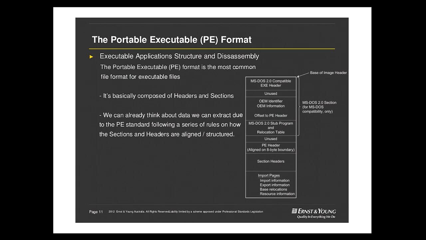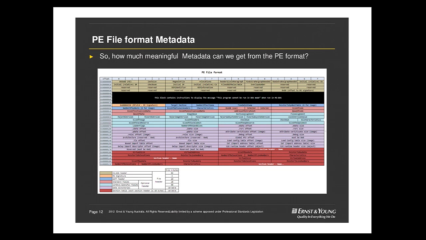Because compiling source code into a program will always generate a PE formatted binary, it will always contain a specific set of headers and structures. So how much data can we extract from a PE file? Well, a lot. This is just a diagram containing all the typical structures that you can find in a PE formatted file.